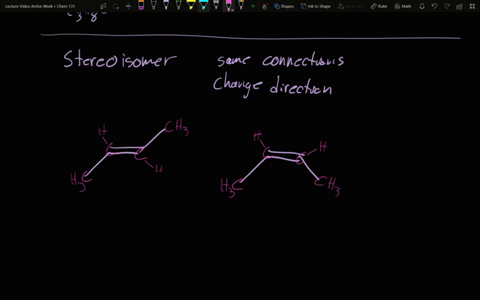So for both of them, I see carbon with 3 hydrogens, single bonded to a carbon with 1 hydrogen, double bonded to a carbon with 1 hydrogen, and then single bonded to a CH3. So both of these appear to have exactly the same connections. They are not different constitutionally. They are not rearranged in any fashion. But there is a difference here. One of these is trans but-2-ene, and one of these is cis but-2-ene.